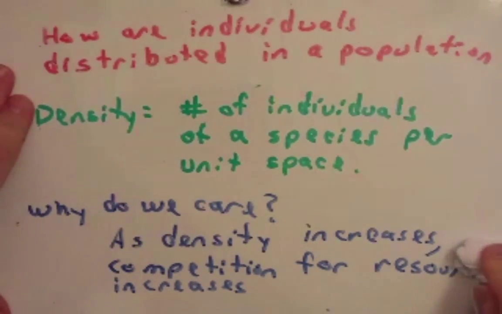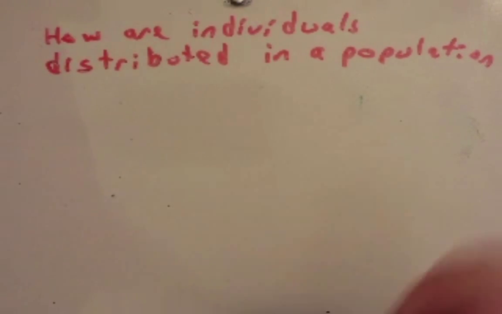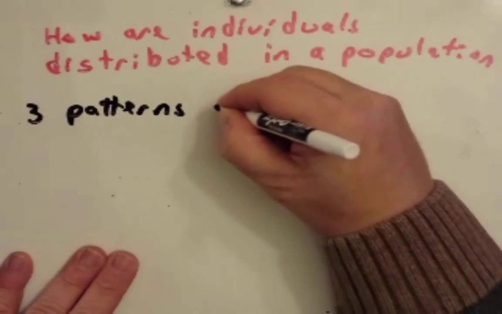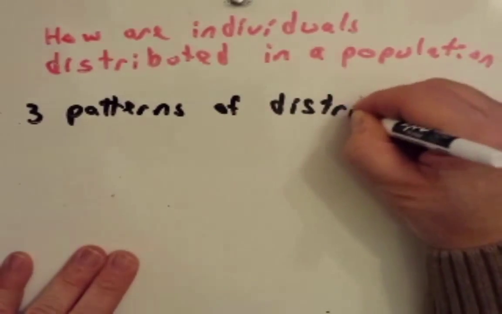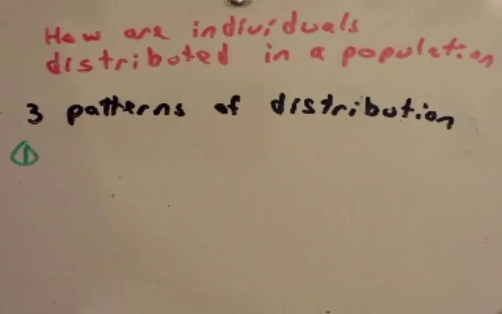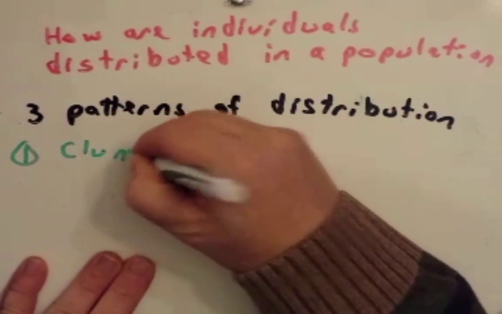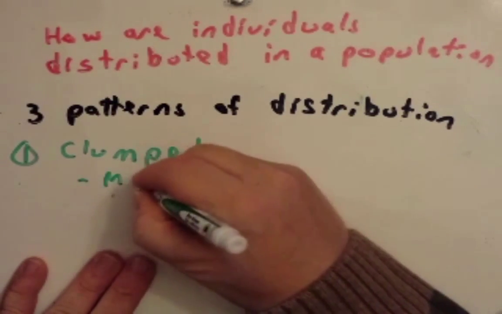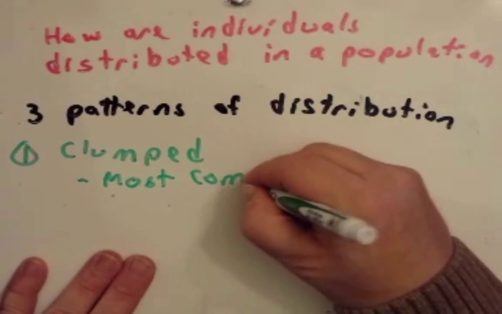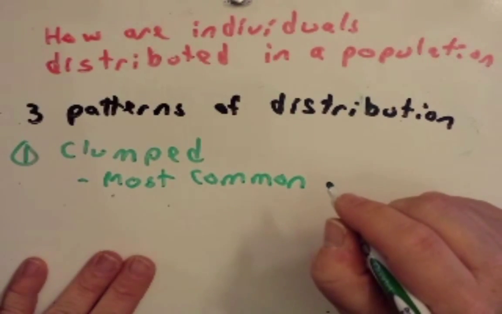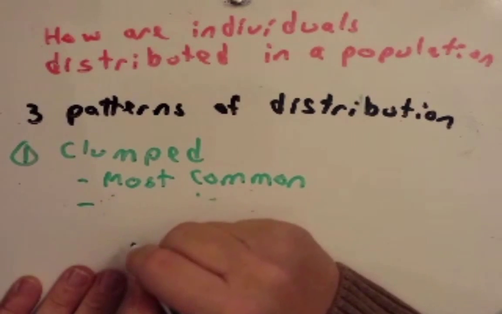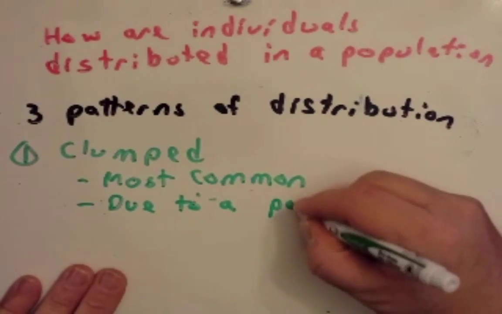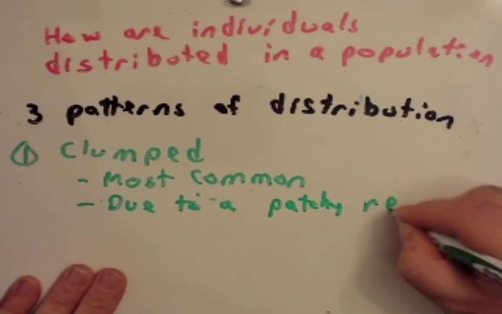So I'm going to erase the bottom part here. And let's talk about 3 patterns of distribution. The first is called clumped. A few things about clumped is that it's the most common pattern of distribution. A clumped distribution results due to, we'll call it, patchy resources.